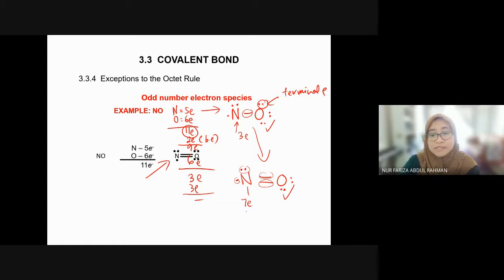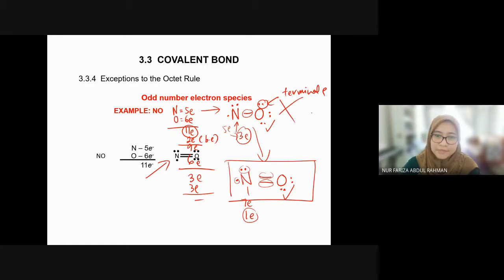That means it requires 1 more electron in order to achieve octet. This one had 5 electrons, so it requires 3 more electrons to achieve octet. This one requires only 1 more electron. So the closer it is to the octet, the better. This would be the Lewis structure for NO, not this one. Understand? Because this one still needs 3 electrons, this one 1 electron.